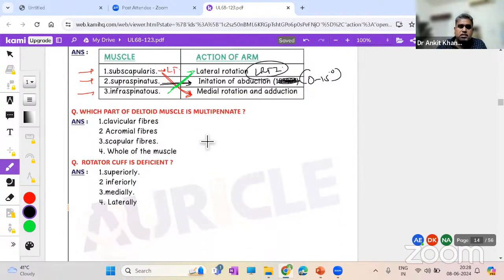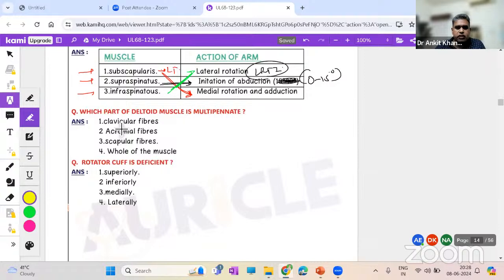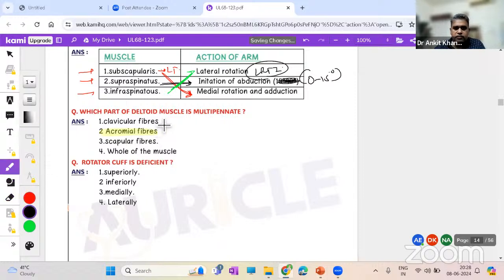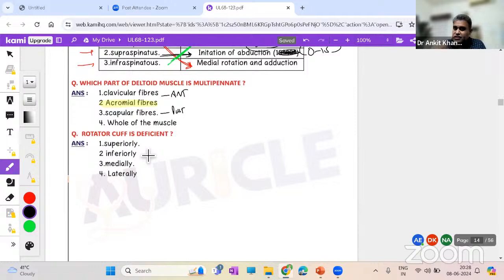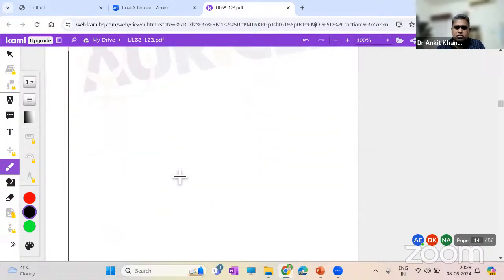Which part of deltoid muscle is multipennate? We should know the answer was the middle fibers. So middle fibers are also known as acromial fibers. Remember that too. Anterior fibers are your clavicular fibers, posterior fibers are scapular fibers. Middle fibers are the acromial fibers. Rotator cuff is deficient on which side? It is deficient inferiorly. So these can be good questions.